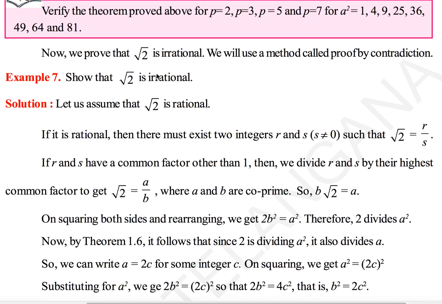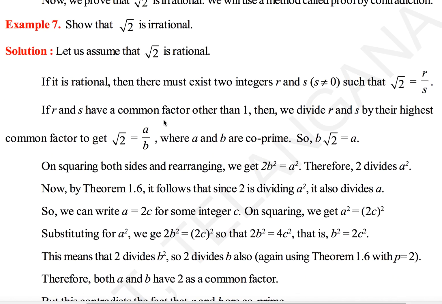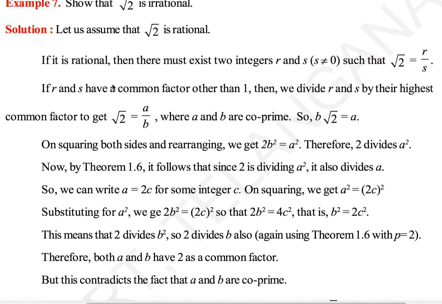Now we prove that root 2 is irrational. We'll use the method called proof by contradiction. Let us assume that root 2 is rational. If it is rational, then there must exist two integers r and s, s not equal to 0, such that root 2 equals r by s. Any rational number can be written in this form, right?